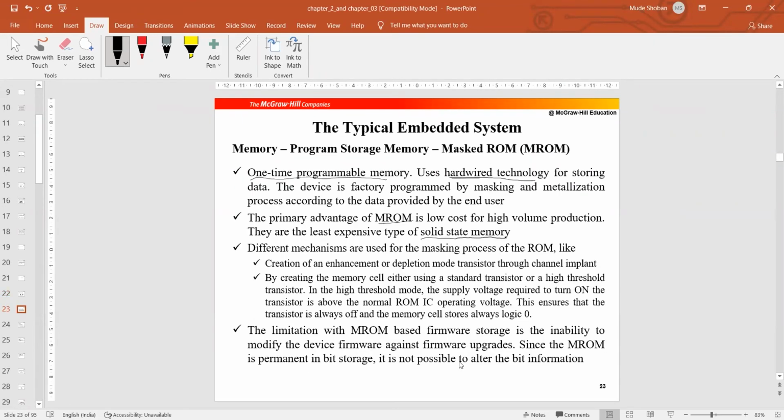Here the discussion is one by one. Maskable read-only memory, what is the difference between these? It is a one-time programmable memory that uses hardwired technology for storing the data. The device is factory programmed by masking and metallization processing according to the data provided by the end user. So as per the requirement, it can be designed. The major advantage is for high volume production, whenever you need a large number of storage units immediately. For example, in an election year, when they are using EVM, what does EVM stand for? Electronic voting machine.